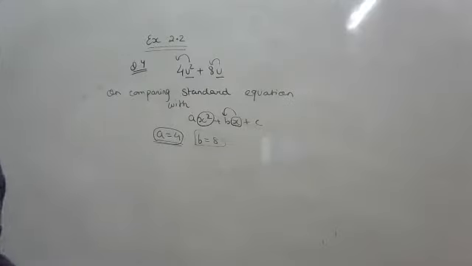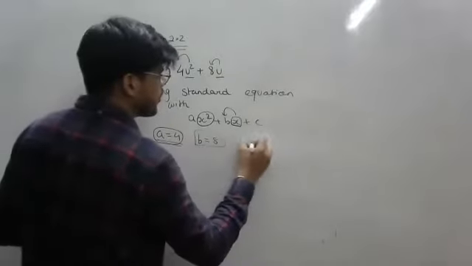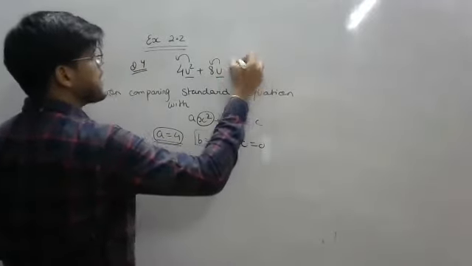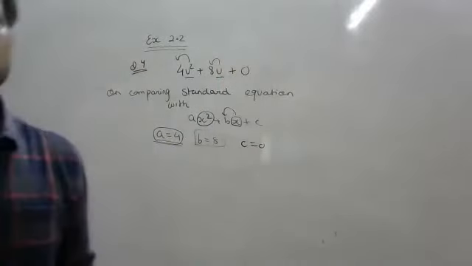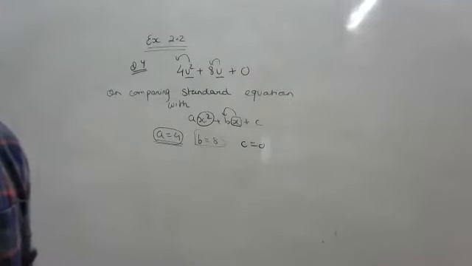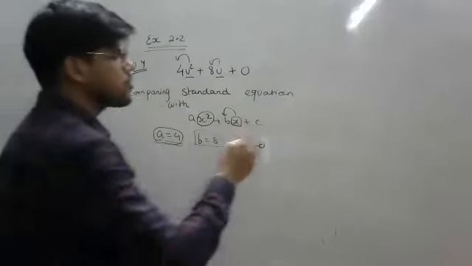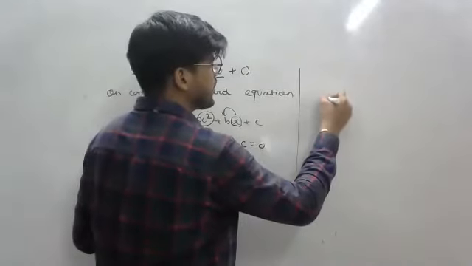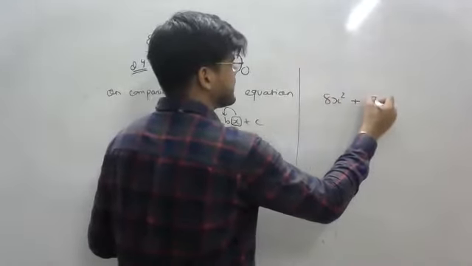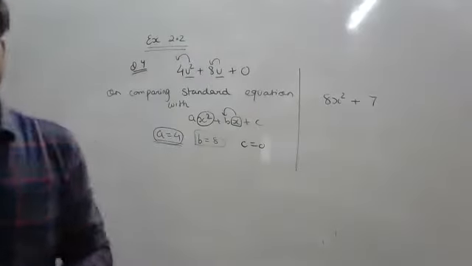So most of you have guessed it right. The value of c will be considered as 0, because if there is nothing, you can simply add 0 to the equation. That would be allowed. So if any term is missing, you can do this. Suppose I give you a question, 8x squared plus 7. Can you tell me the values of a, b and c?